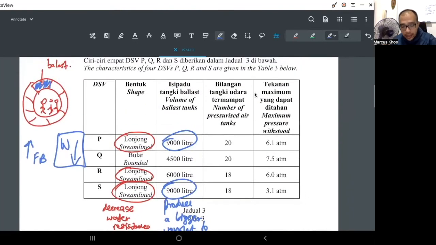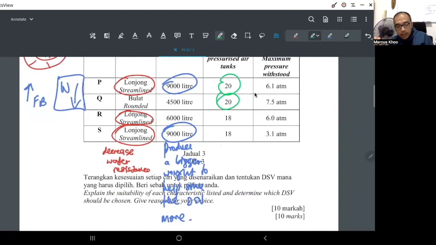Number of pressurized air tanks. Okay, so as I said just now, they open the hole inside the water, and they have to pump out the water so that the water will leave the ballast tanks. So in order to pump out the water, they will need all these pressurized air tanks. Okay, so we want to have a bigger number of pressurized air tanks, so you can say to increase the efficiency of pumping out water.